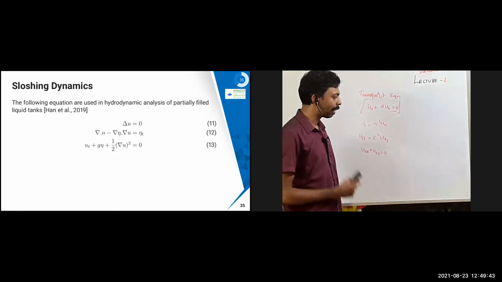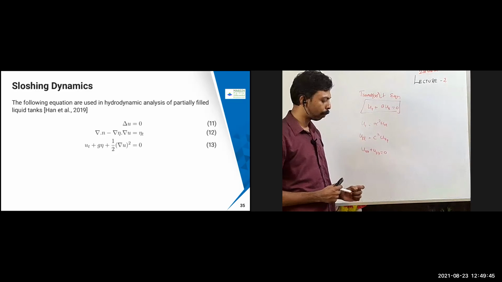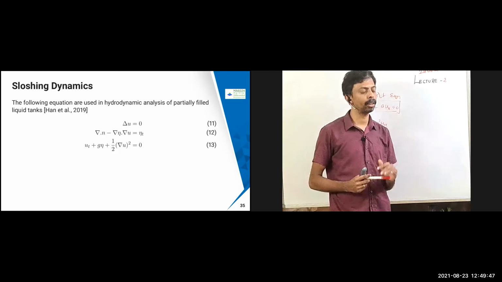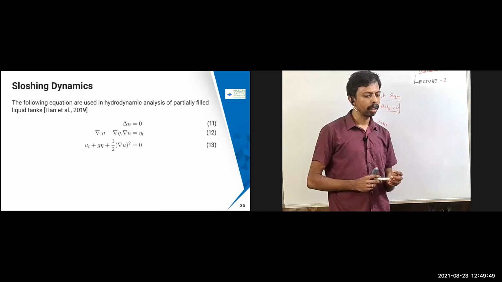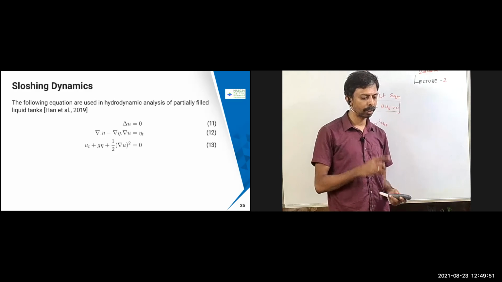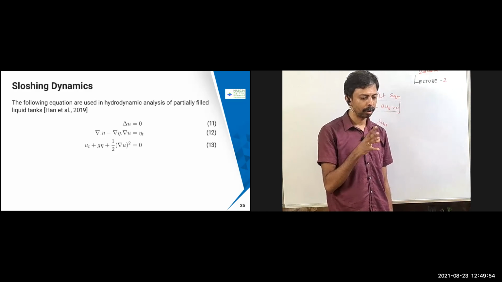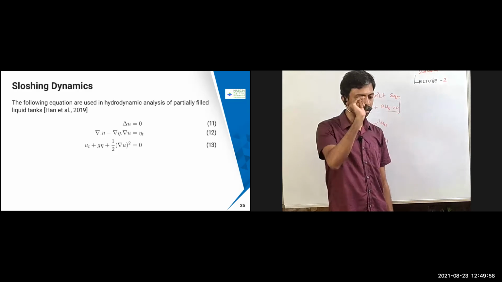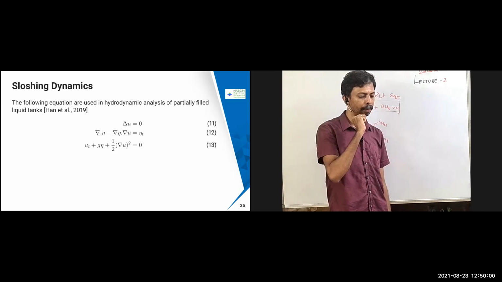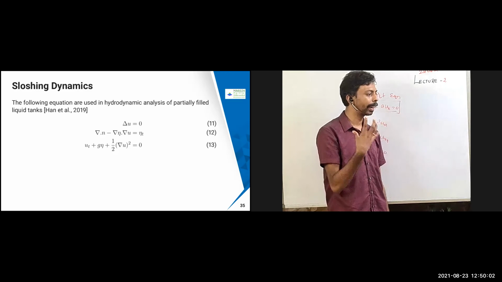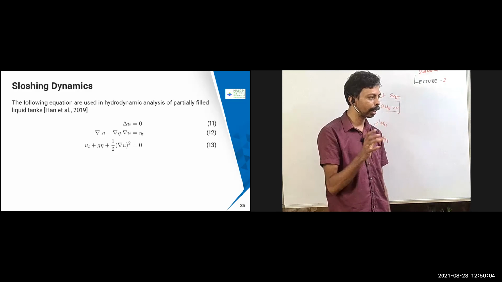Then sloshing dynamics. This is another important problem. For example, once you are sending a rocket to the Moon or Mars, you will observe that there will be a fluid tank, meaning the fuel. Once it is going very fast, there will be some kind of oscillations happening that can disturb the entire rocket, and that can collapse.